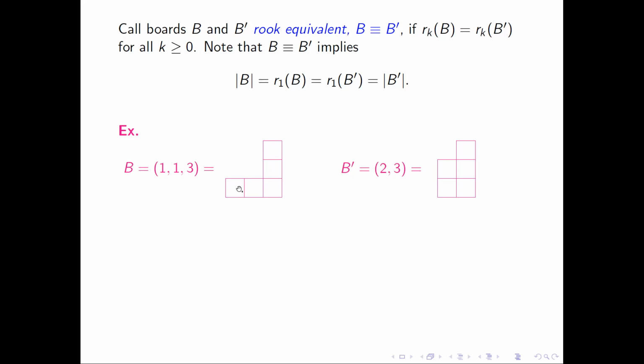So I have 2 options for the first rook and 2 options for the second rook, these 2 squares right here. So 2 times 2 is 4. Okay. And then what about over here? What about placing 2 rooks here?